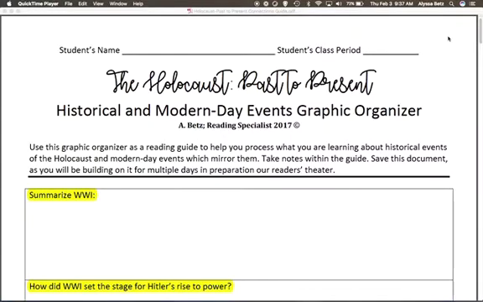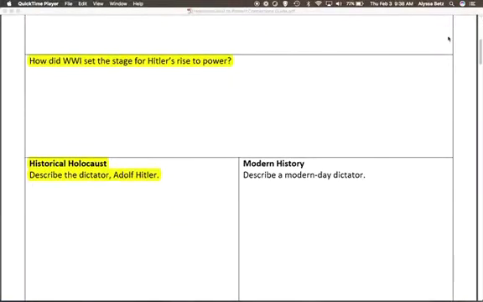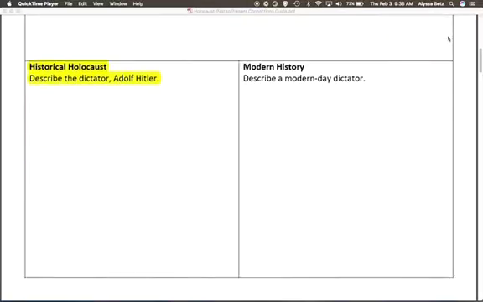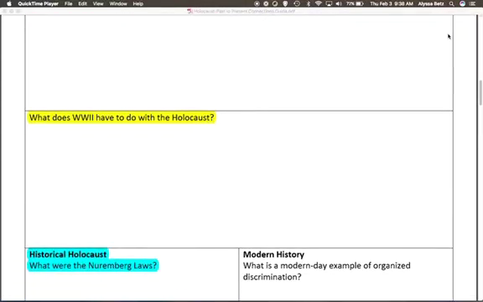Hello students, today we are on day 4 of our Holocaust Past to Present Historical Modern Day Event Graphic Organizer. We are working through chapters of the iBook, and both of these are embedded in your daily playlist. So far, we completed the first page on the left-hand side of the graphic organizer with chapter 1 and the first 2 boxes on page 2 with chapter 1.